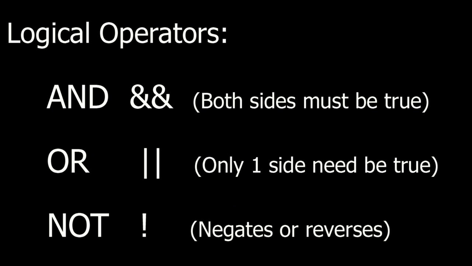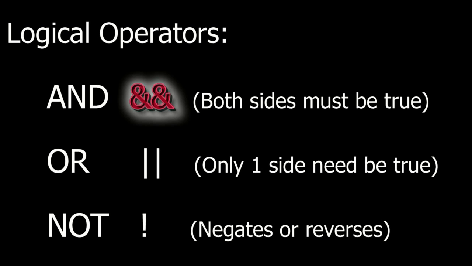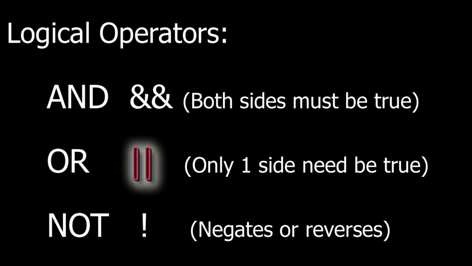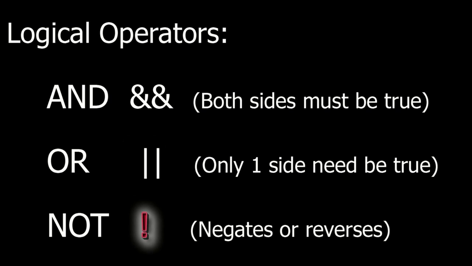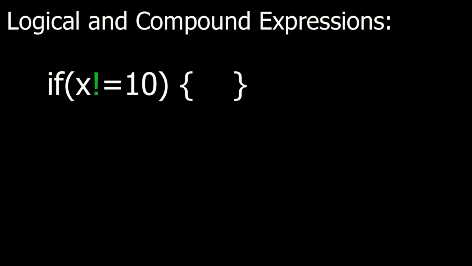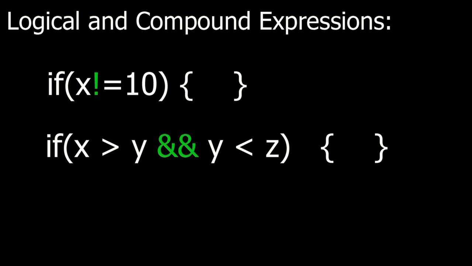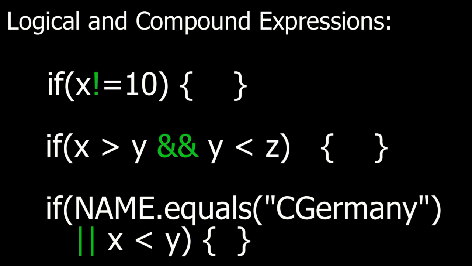Here are some logical operators. There's AND, represented by two ampersands, which means both sides must be true, OR, represented by two pipe symbols, and only one side has to be true, and NOT, which negates or reverses an expression. Here are some logical and compound expressions. In the first, we're saying if x is not equal to 10, then the code in braces would execute. Here we're saying if x is greater than y and y is less than z, the code in braces would execute. Both sides have to be true with AND. Finally, here we're calling a function equals, and we're saying if the string name equals Charles, or x is less than y, then the code in braces would execute. With OR, only one side has to be true.